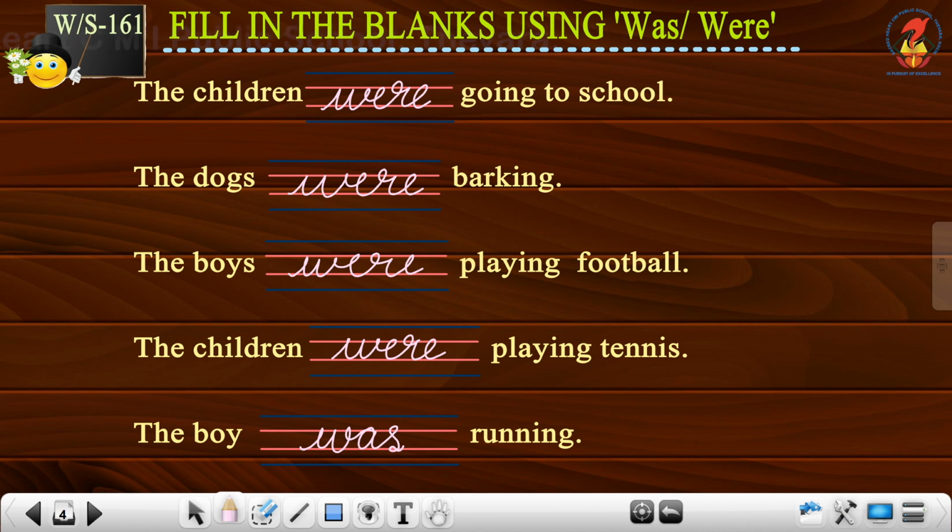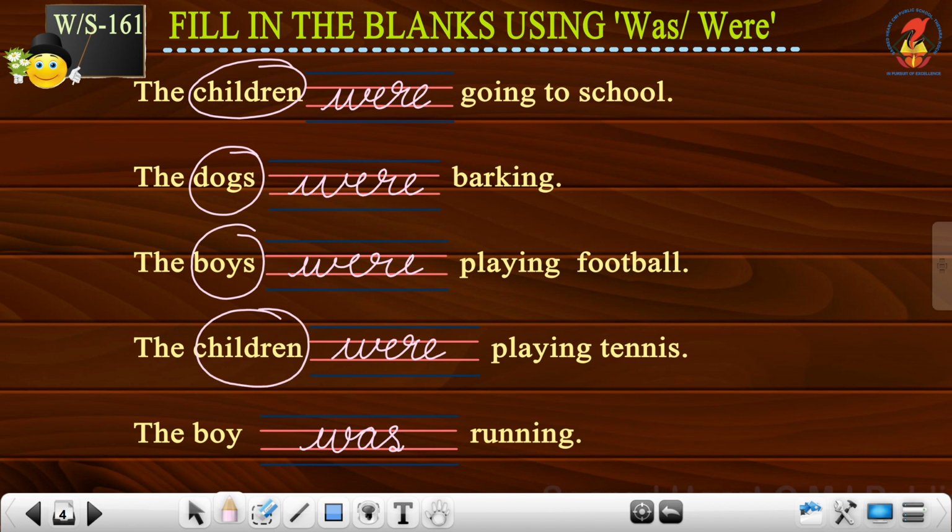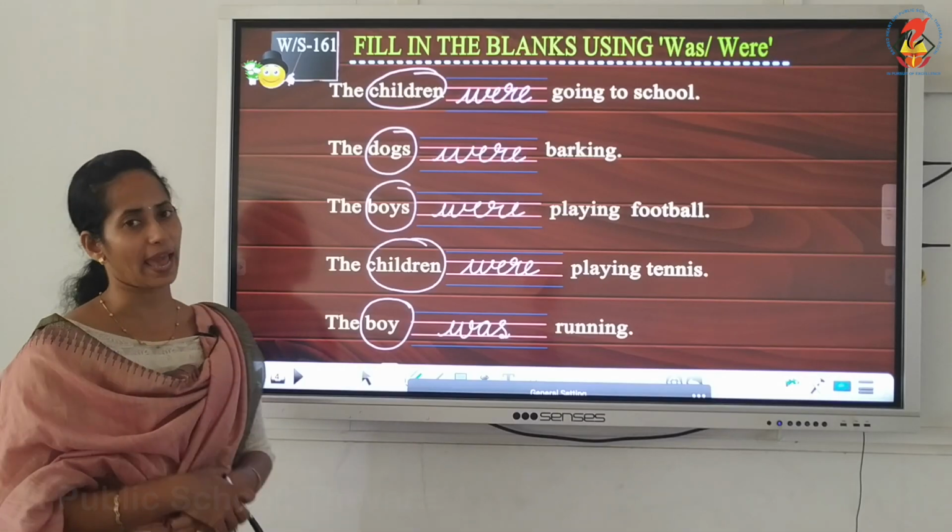So shall we read the sentences together once? "The children were going to school." We used "were" because children shows that it is more than one. It says plural noun. Likewise, "The dogs were barking." There also dogs means it is plural, isn't it? Again, "The boys," there also it is plural. And the next one, "The children were playing tennis." There also more than one. Again, the last one is "The boy," where it is a singular noun and you have to use "was." So likewise, you have to do the rest of the activity.